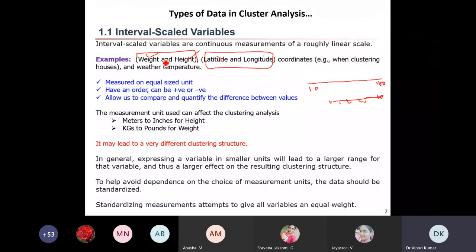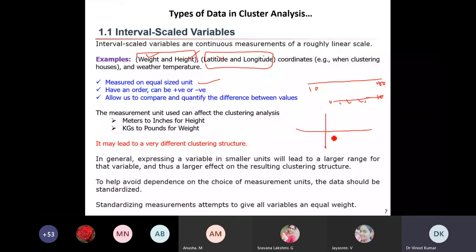This can be used to tell whether the person is a woman or a man, so based on this data we can cluster. And see here, it is measured: interval-scaled variables are measured on equal-size units and have an order. They can be positive or negative.